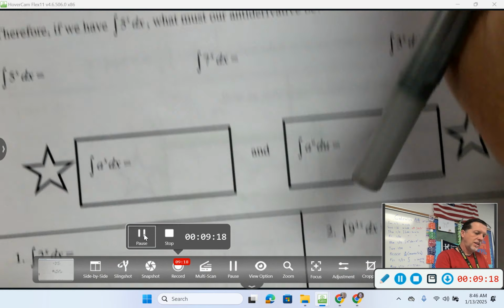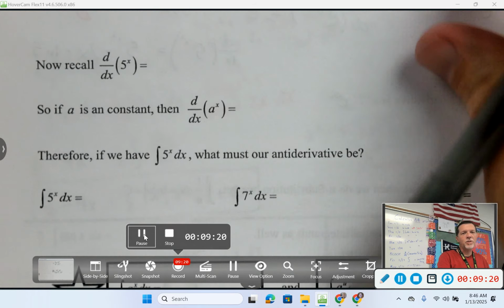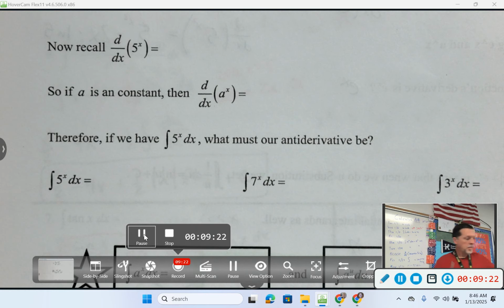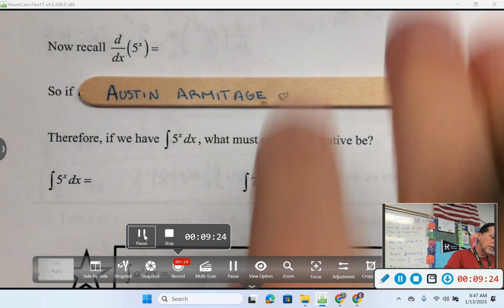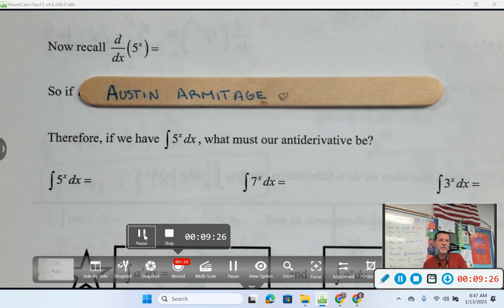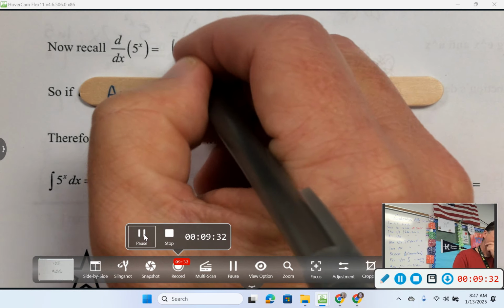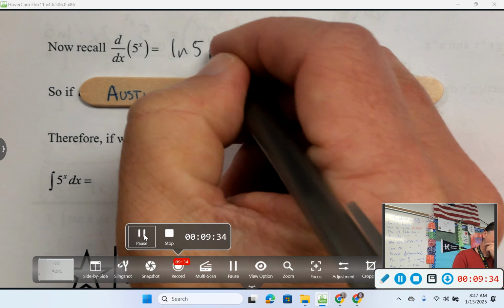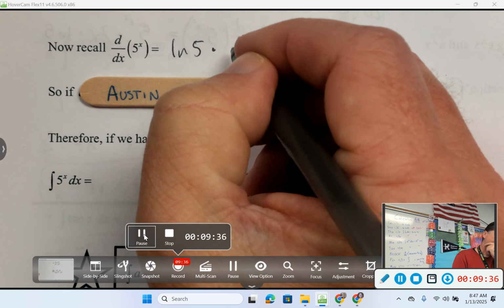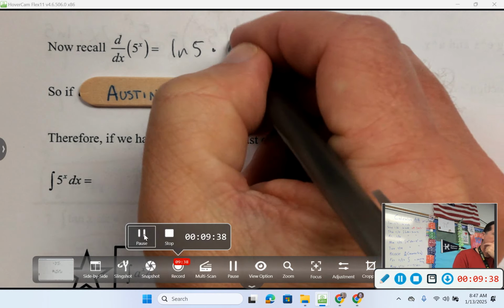Uh-oh. Now our base is not e, so now we've got that 5 in there. But this is similar to the one we did earlier. Austin, what's the derivative of 5 to the x? Isn't it ln 5 times x, or times 1? Okay.